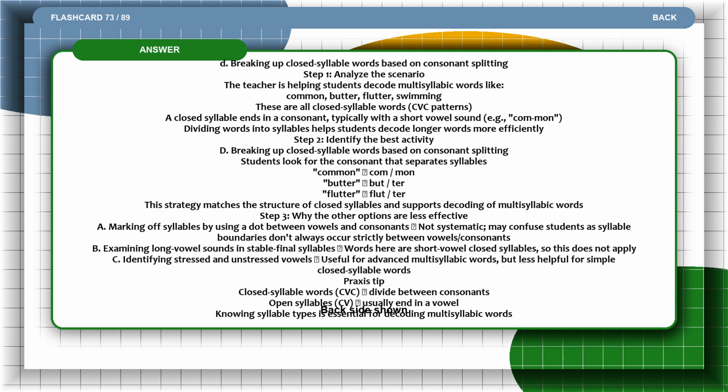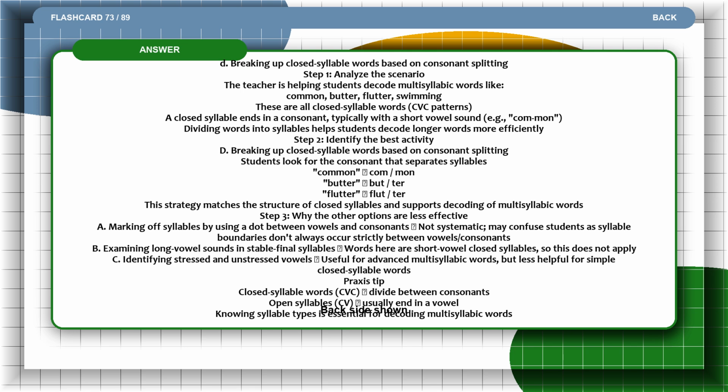Step 3. Why the other options are less effective. Marking off syllables by using a dot between vowels and consonants is not systematic. It may confuse students, as syllable boundaries don't always occur strictly between vowels and consonants. B. Examining long vowel sounds in stable final syllables. The words here are short vowel closed syllables, so this does not apply. C. Identifying stressed and unstressed vowels is useful for advanced multisyllabic words, but less helpful for simple closed syllable words.